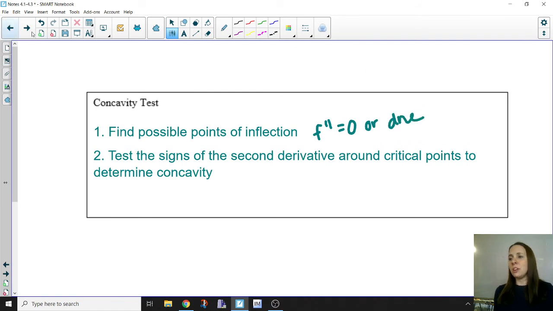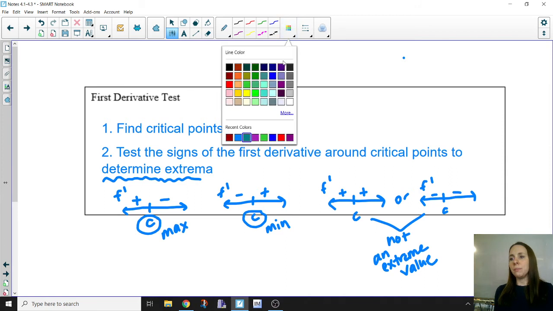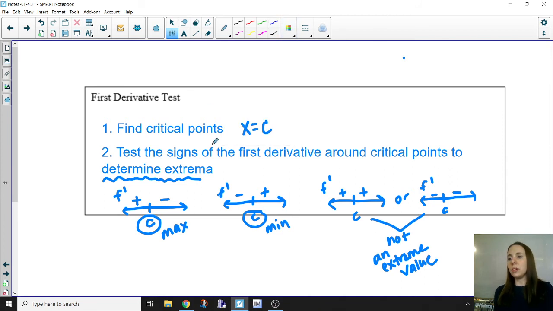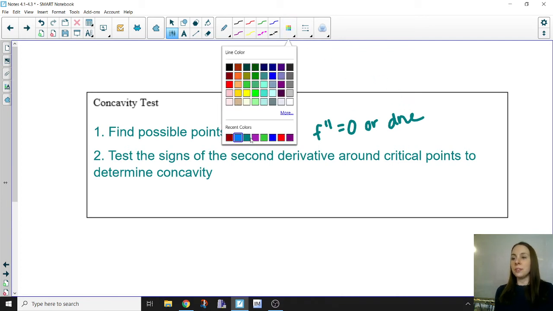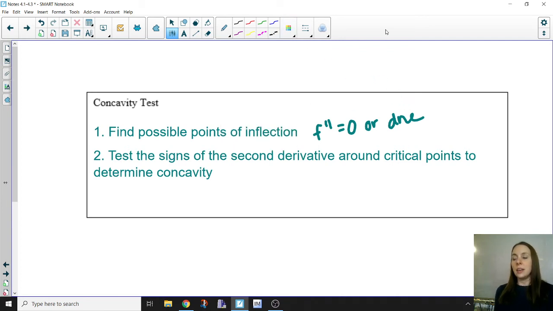Maybe we should also note right here that a critical point is where your first derivative equals 0 or does not exist. Sorry, we forgot to write that information. That's DNE, does not exist. Possible points of inflection are where your second derivative equals 0 or does not exist. And then you test the signs of the second derivative around those points to determine concavity. That's what the concavity test does.